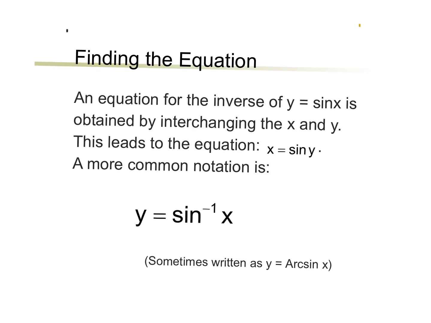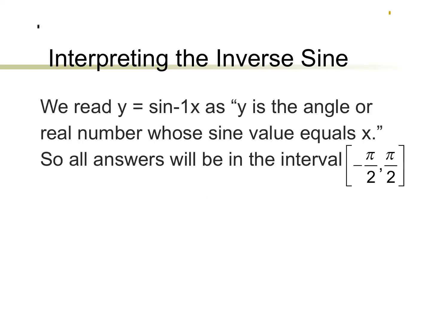We swap our x and y, we take our inverse to give us y equals inverse sine of x. And once more, you might see this as arc sine of x. That's fine. Arc sine and sine inverse are the same thing. As far as interpretation, it's the exact same interpretation. Y is going to be the angle or real number whose sine value equals x. Except now, all our answers will be on the interval of negative pi over 2 to pi over 2.